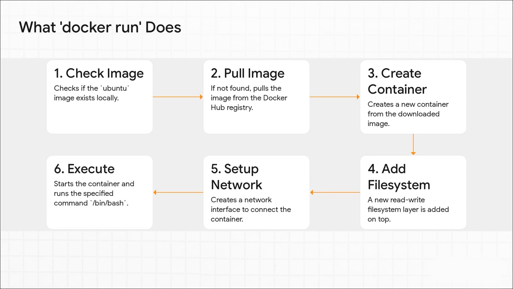So when you hit enter, a ton of stuff happens in like a split second. First, Docker checks if it has that Ubuntu blueprint on your machine. If not, no problem, it just goes out to Docker Hub and pulls it down. Then it creates a brand new container from that image, slaps a writable layer on top so you can make changes, sets up all the networking, and finally runs your command. And just like that, you are sitting inside a clean, isolated Ubuntu environment.